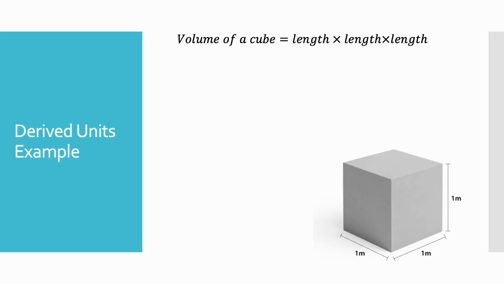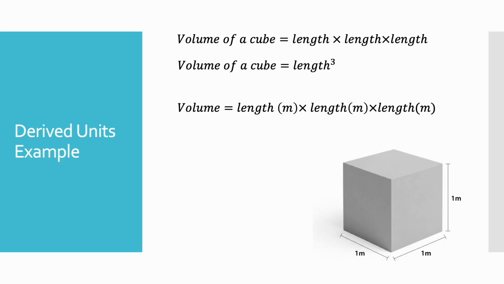Similarly, volume of a cube is another example of a derived unit. It's calculated by multiplying the length by itself 3 times. Length multiplied by length multiplied by length, resulting in a unit of meter cubed. So as we can see, derived units come from combinations of fundamental units, and they help us measure more complex quantities like area and volume.